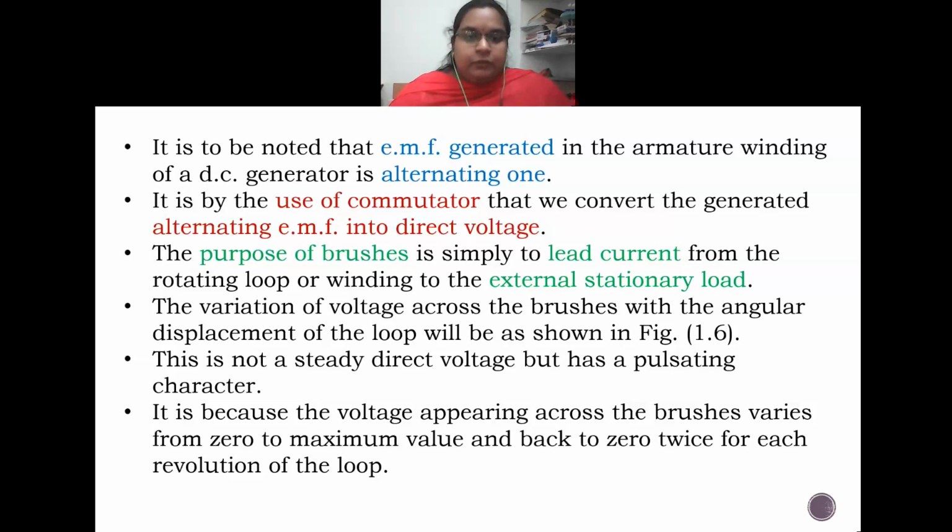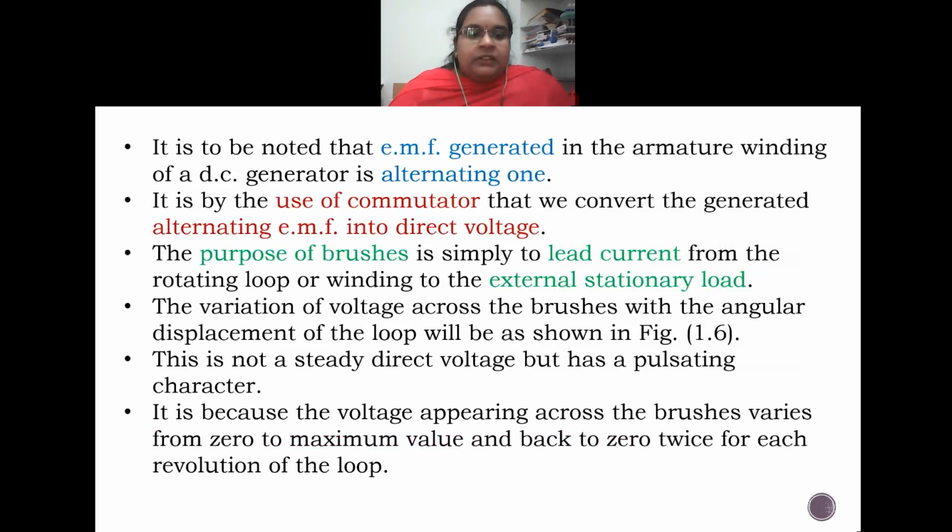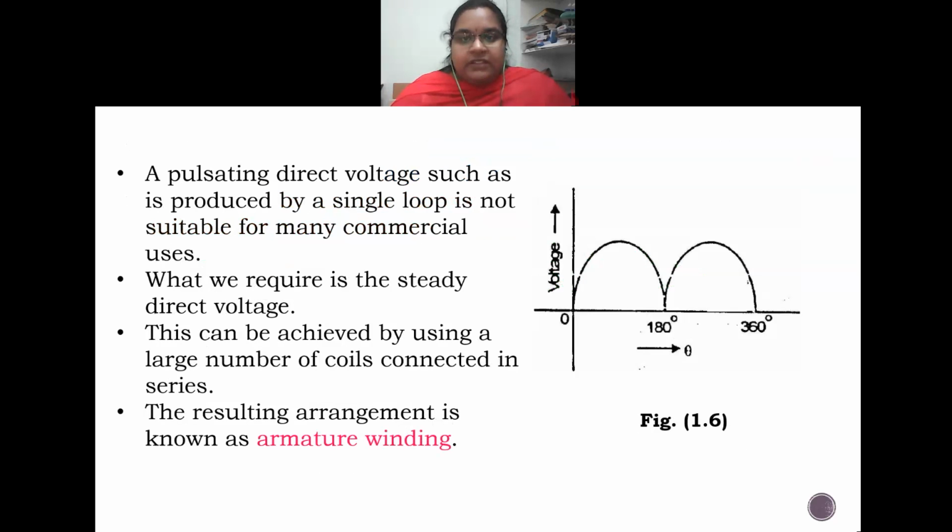The variation of the voltage across the brushes with the angular displacement of the loop is shown in figure 1.6. It shows how the brushes experience the variation of the voltage. Now, this is not a steady direct voltage but has a pulsating character. This is not a pure DC voltage; it has pulsations.